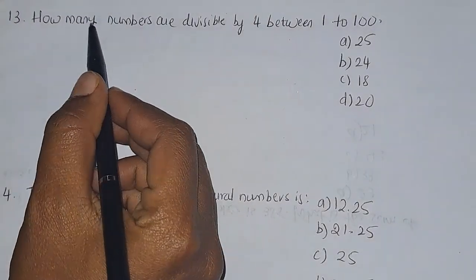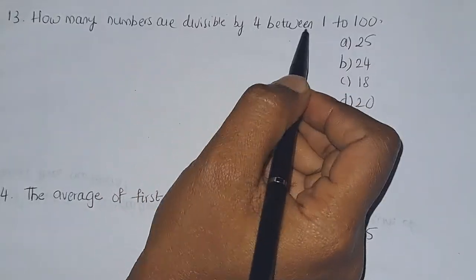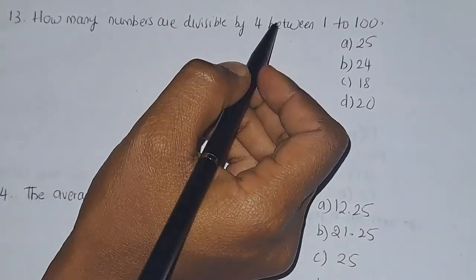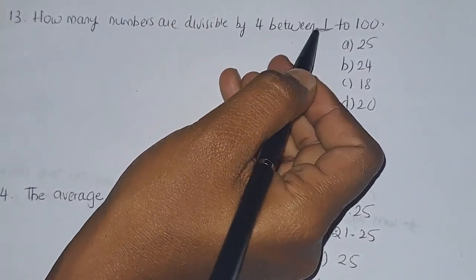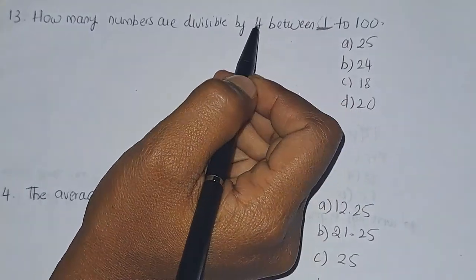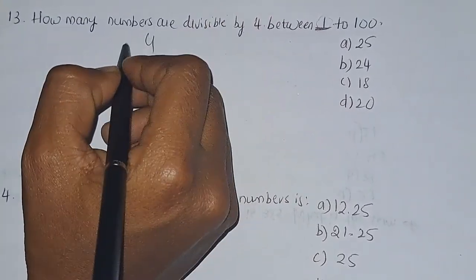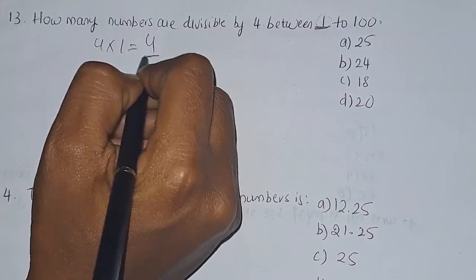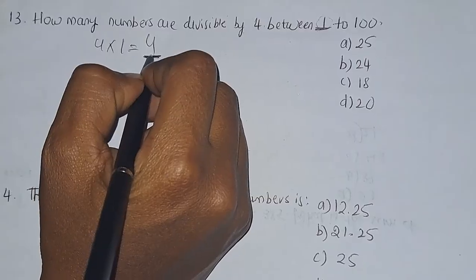23. So in this question, how many numbers are divisible by 4 between 1 and 100? So if you take from 1, the first number which is divisible by 4 is 4. So that means 4 into 1 is equal to 4. So this is divisible by 4.